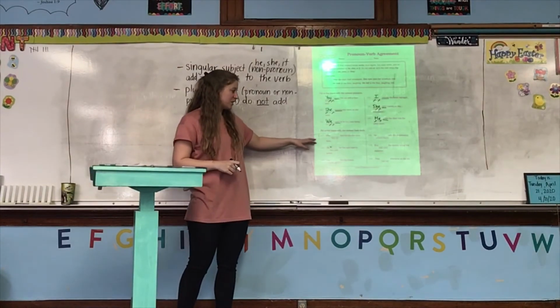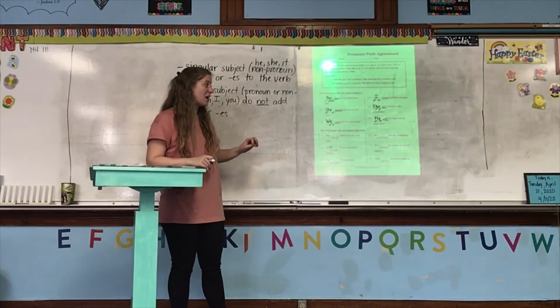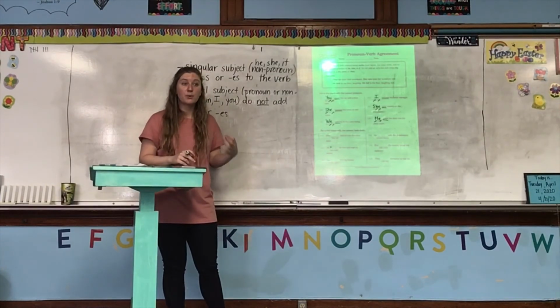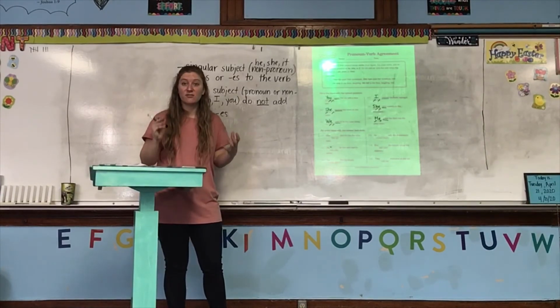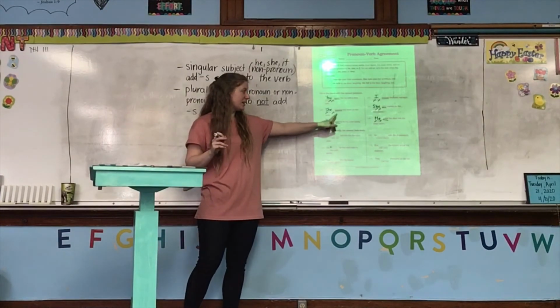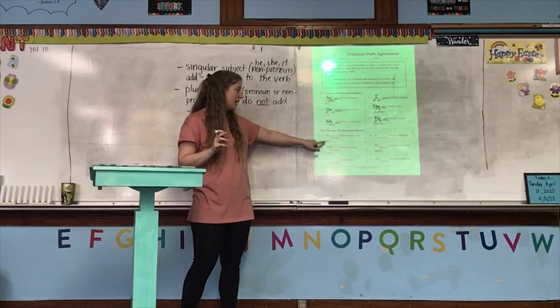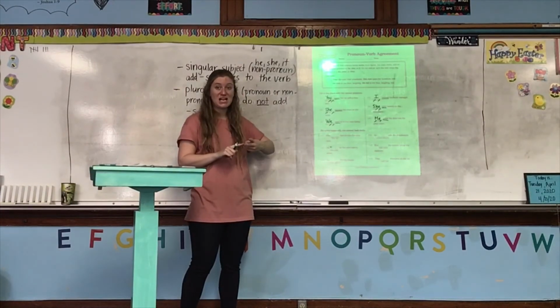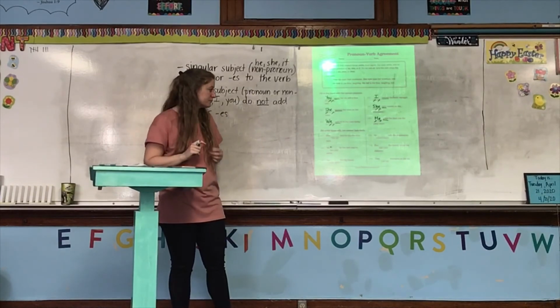Okay, now for numbers 7 through 12, we're going to switch gears a little bit, and instead of choosing the correct pronoun based on the verb, we're going to choose the correct verb based on the pronoun. So that means this time, instead of looking to see if our verb has an S or not, we need to look at whether our pronoun is she, he, or it, or is it I, you, we, or they.